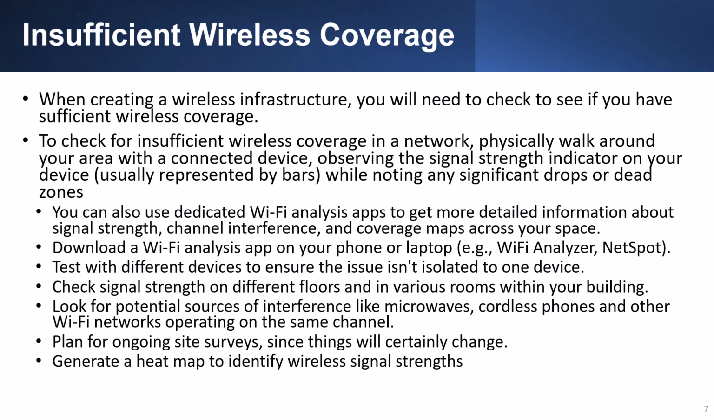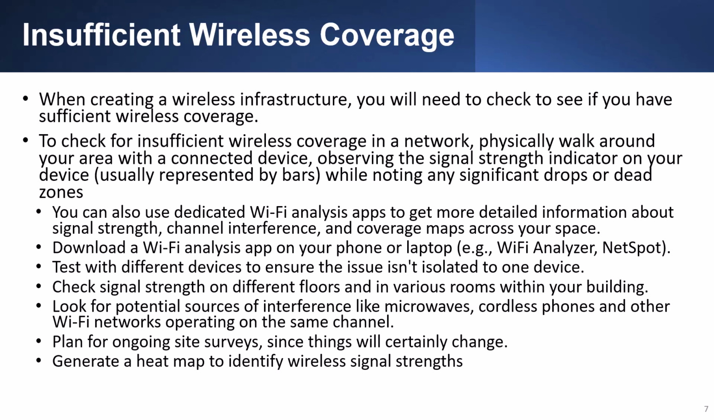When creating a wireless infrastructure, you will need to check to see if you have sufficient wireless coverage. To check for insufficient wireless coverage in a network, physically walk around your area with a connected device, observing the signal strength indicator on your device, usually represented by bars, while noting any significant drops or dead zones. You can also use dedicated Wi-Fi analysis apps to get more detailed information about signal strength, channel interference, and coverage maps across your space.